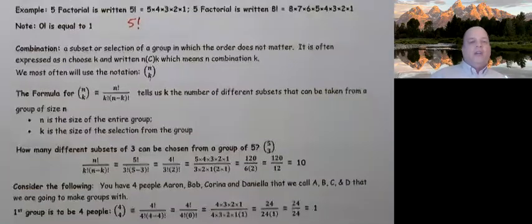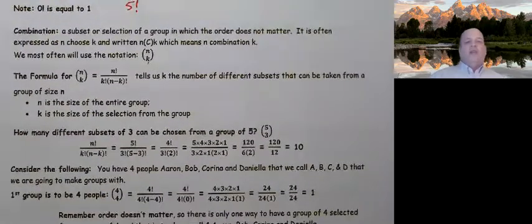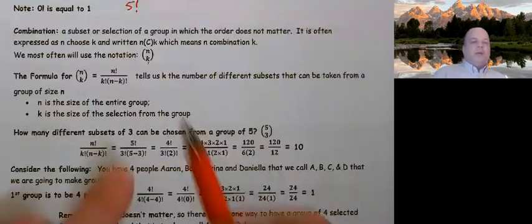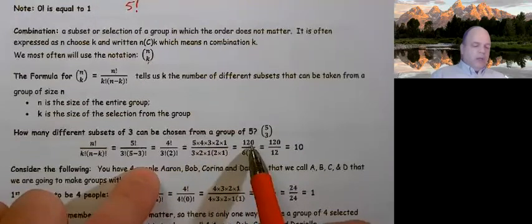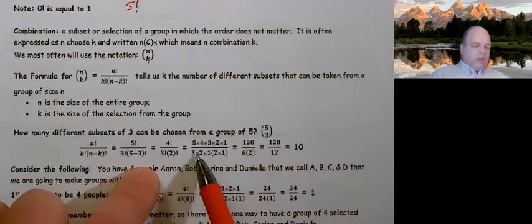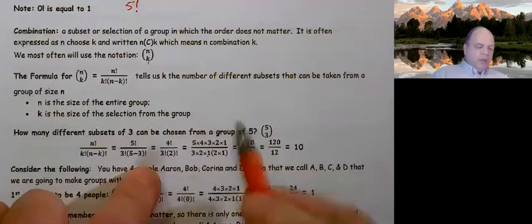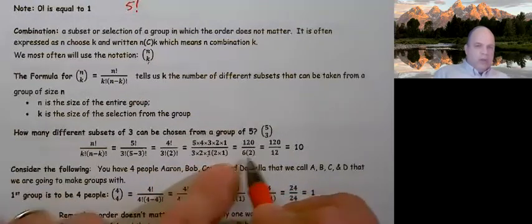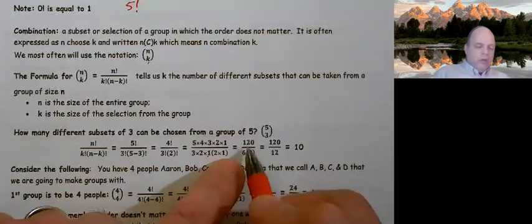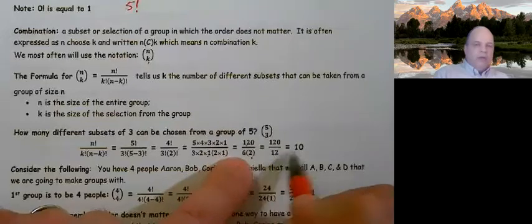So n is the size of the entire group, and k is the size of the group that we are selecting. So how many subsets of 3 can be chosen from a group of 5? 5 times 4 times 3 times 2 times 1 is 120. 3 times 2 times 1 is 6, so this is 3 factorial. And then 2 times 1 is 2. So 120 divided by 12 is 10.